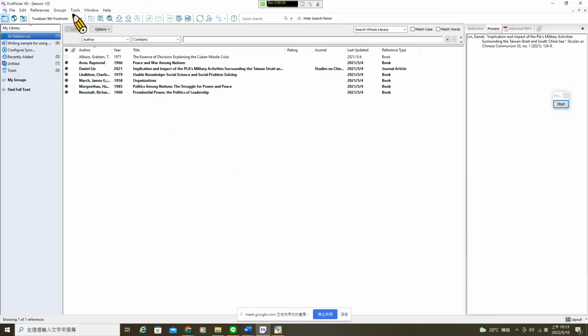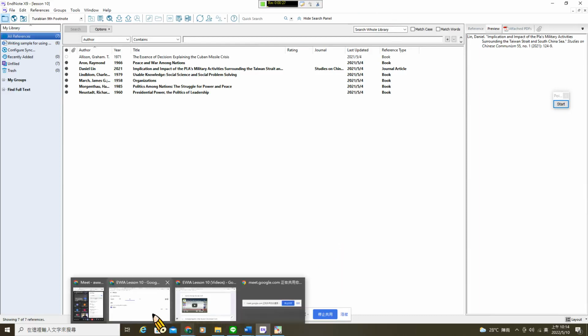So basically, this is EndNote that you are supposed to use. And I have asked your team leaders to guide you to install the program for weeks. I believe that most of you already have one of the copies inside your computer. I hope this is the case. So let's go to lesson 10.